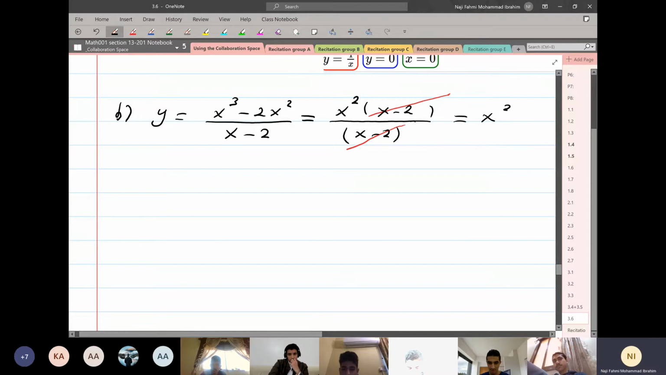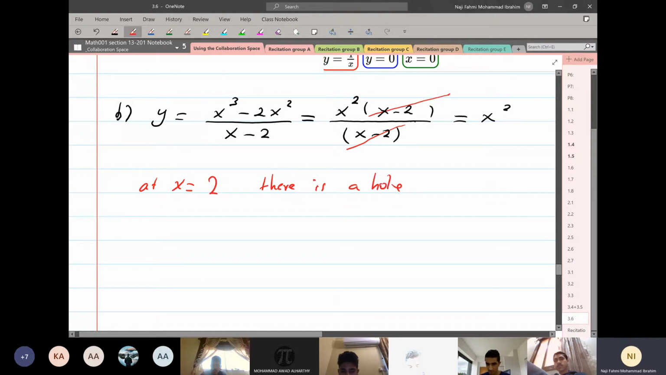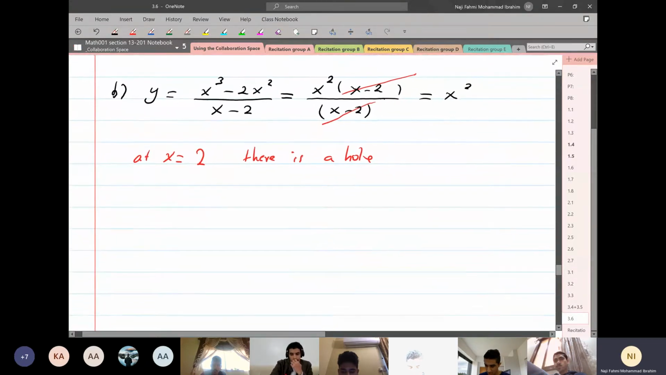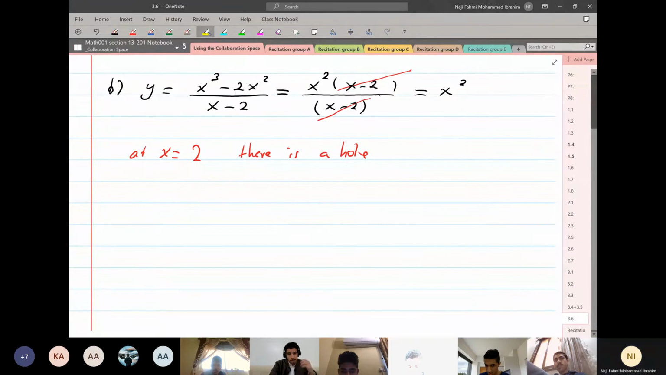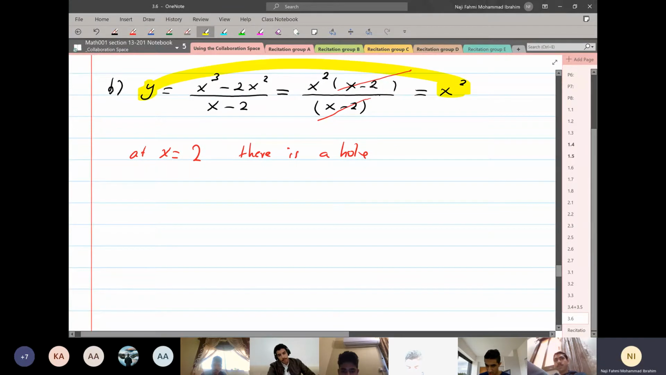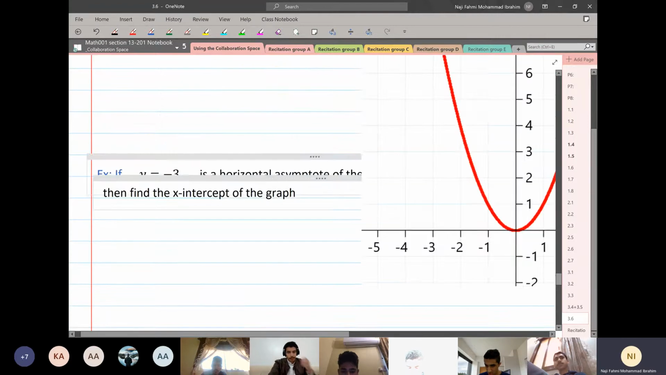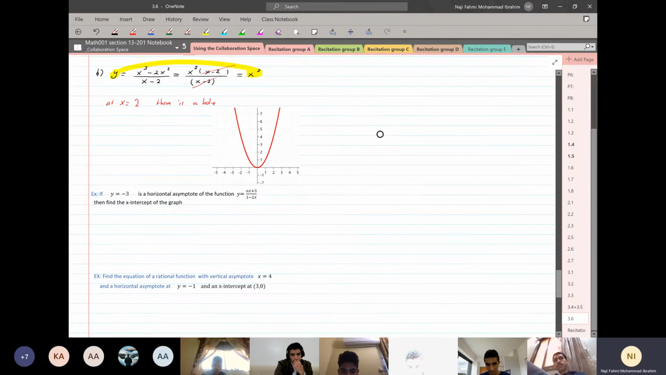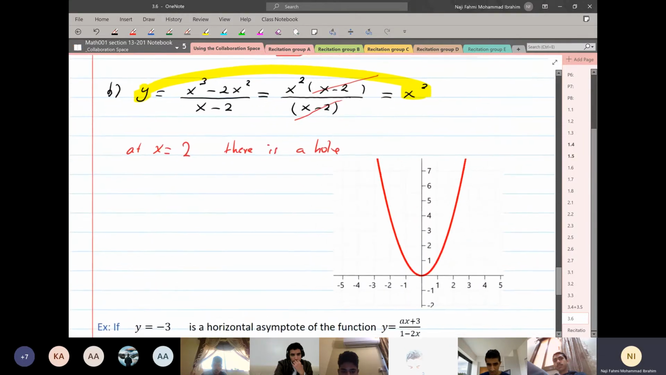Now, this thing that we have simplified makes a hole. So we will say at x equals what? We have a hole at x equals 2, which is the zero of the factor that we have removed. So, do we remember how to graph x squared? Yes, parabola. y equals x squared is a parabola, right? Do we have an asymptote for this parabola? No, it's just a parabola like this.